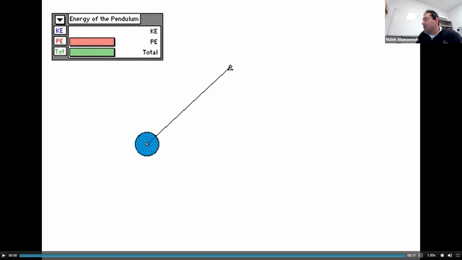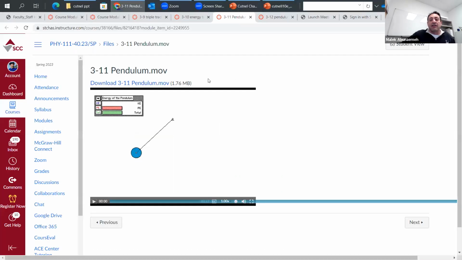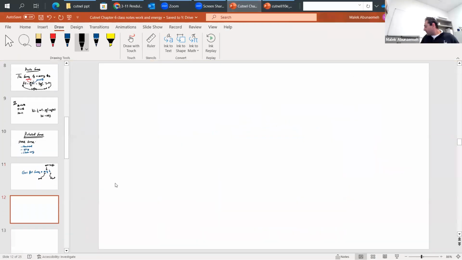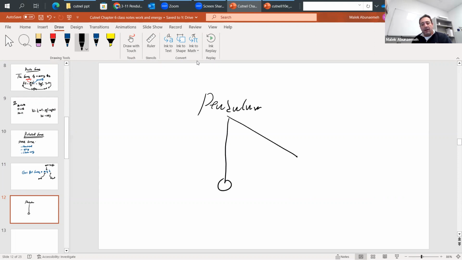And that's what you talk about: transformation, or the law of conservation of energy. Energy cannot be created or destroyed, but it can be transformed from one form to another. So again, when you talk about a pendulum, here's the ball over here, it goes over there, and it comes right over here.